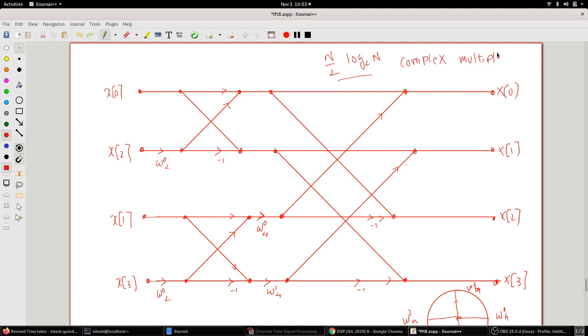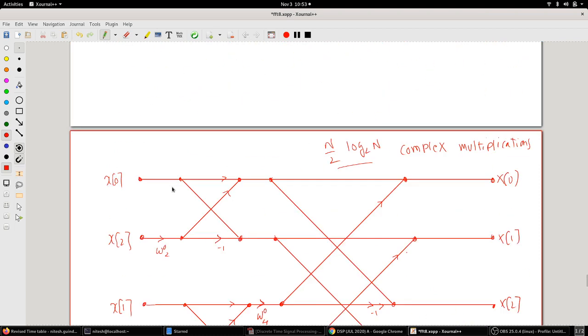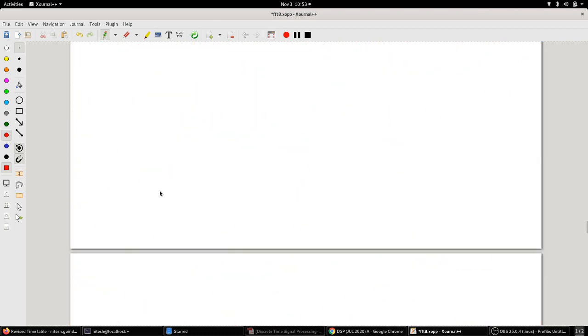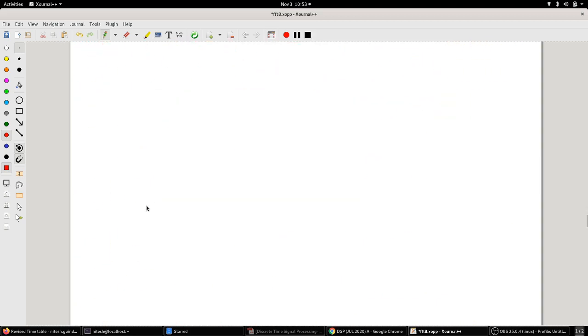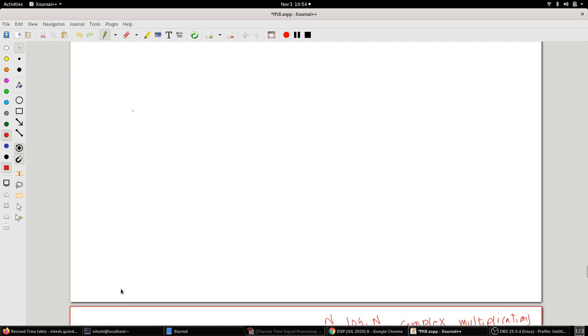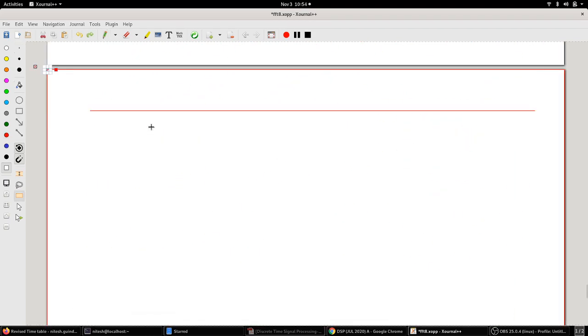Okay, so this is also a DIT structure. You can replace the previous DIT structure with this now. Here there is a reduced number of complex multiplications. So if you want to get the 8-point structure, what we can do is have this structure here. The 8-point structure will be very similar.